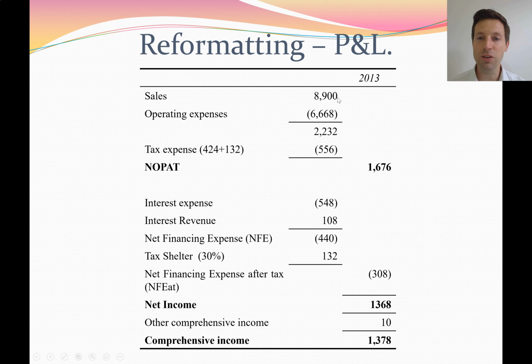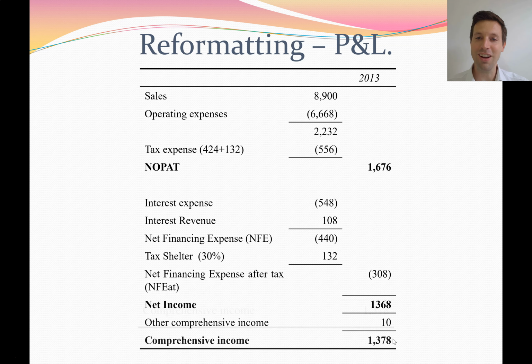So my sales revenue minus my operating expenses minus my tax expense plus tax shield gives me NOPAT, net operating profit after tax, 1,676. I can then minus off my net financial expense after tax to get my net income of 1,368. There was other comprehensive income of 10, so my comprehensive income is 1,378.